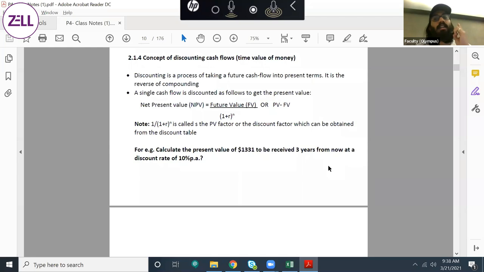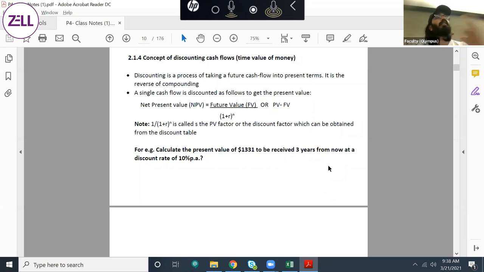The value of money today is not the same as the value of money in future. Why? Because it's all about the opportunity cost. If you keep your money idle, the value of your money will depreciate. Why do you think people make investments and all?